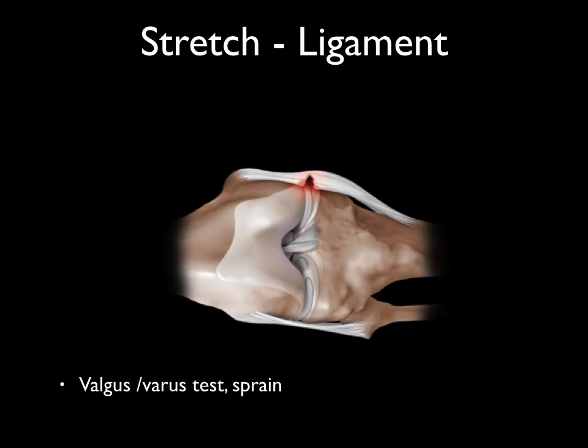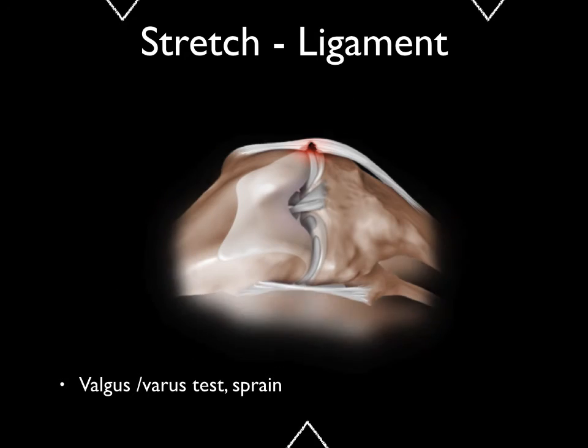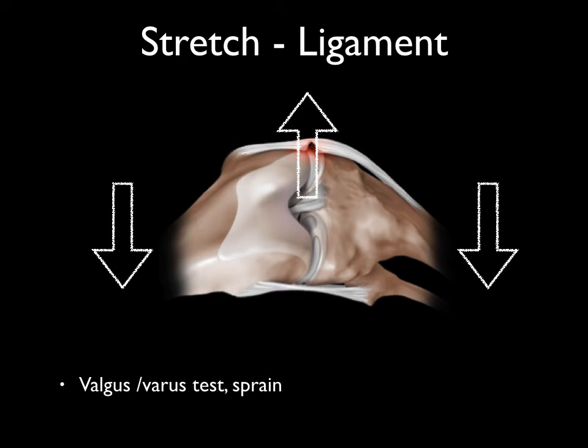First, ligament. This is a knee joint. This is a hinge joint. What will you do? First, this way. What is the name of this test? Anybody knows? It's a varus test and valgus test. And it can be applied to wrist, elbow, anywhere.